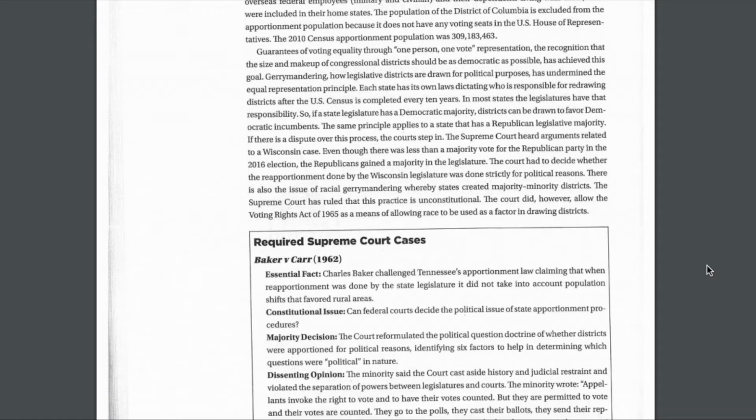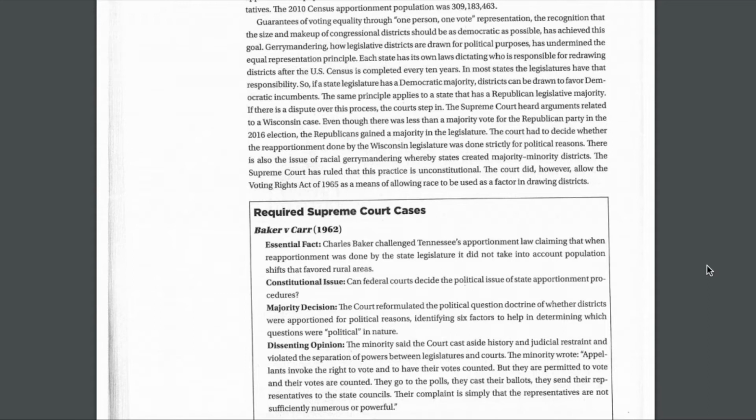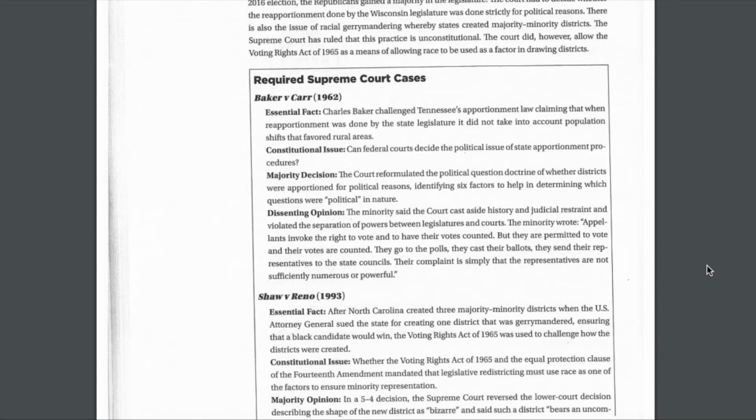Baker v. Carr is the first one. In Tennessee, they had districts that were very different in size as far as population. So the phrase "one man, one vote" comes up. Each district should have a similar amount of votes based on population. Then Shaw v. Reno comes up.